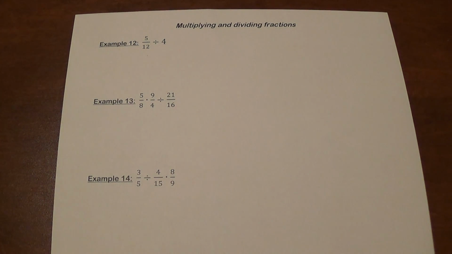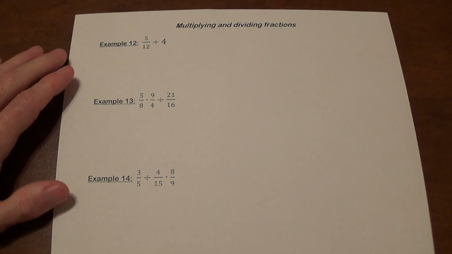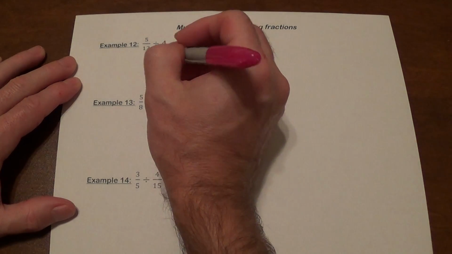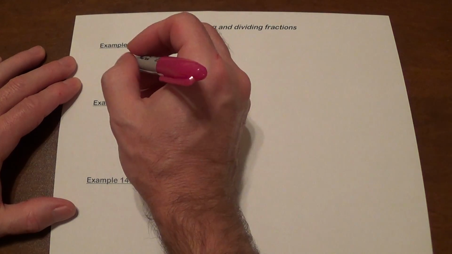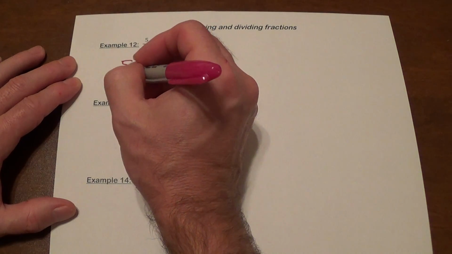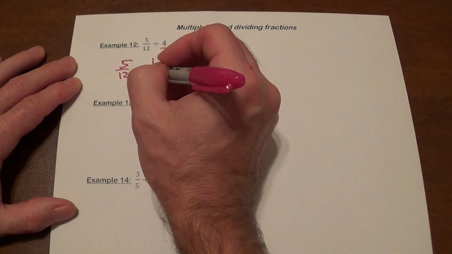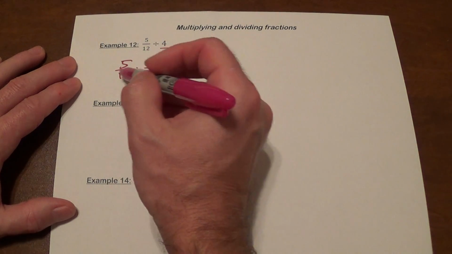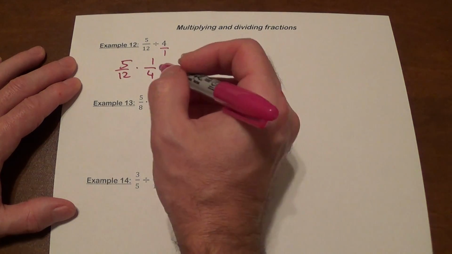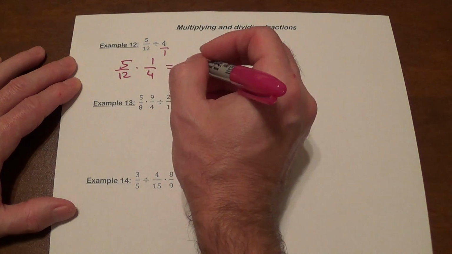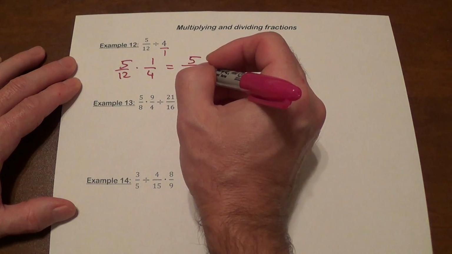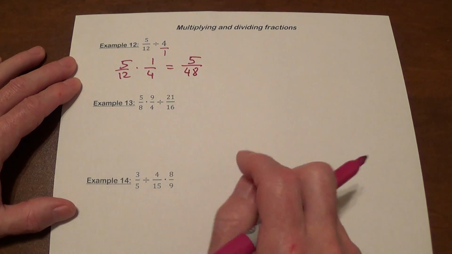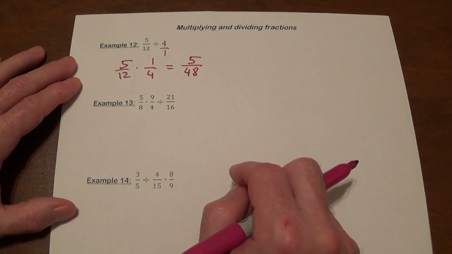Alright, and I just have a couple more questions here to look at. So what about 5 over 12 divided by 4? Well, it's the same idea that we used before. We're going to put it as 4 over 1. So 5 over 12 times 1 over 4. Again, you don't have anything on top and the bottom that can be divided by the same number. So 5 times 1 is 5, 12 times 4 is 48, and that's going to be a final answer.